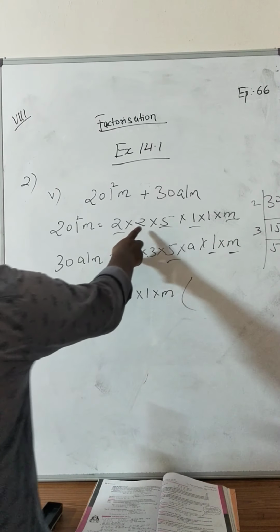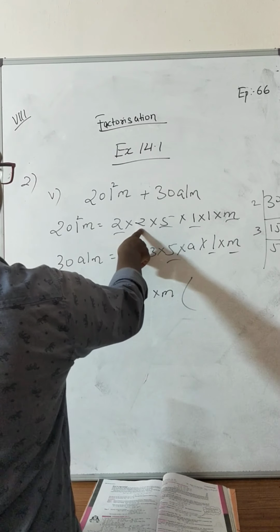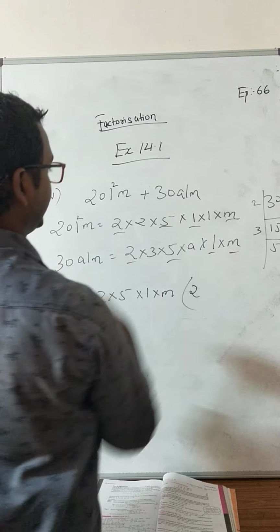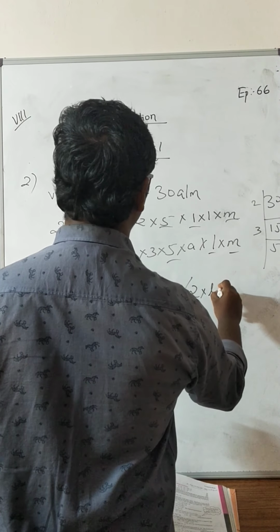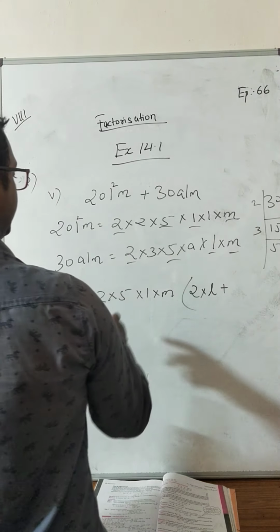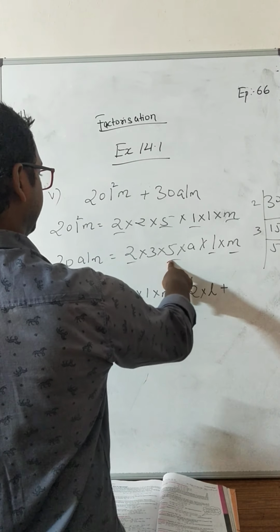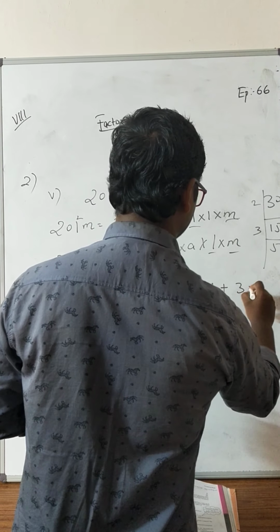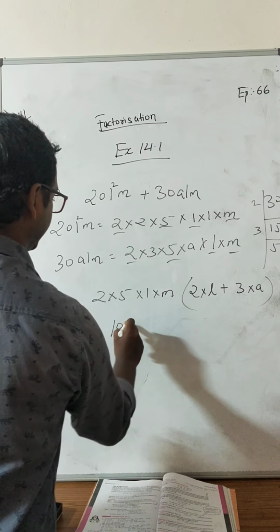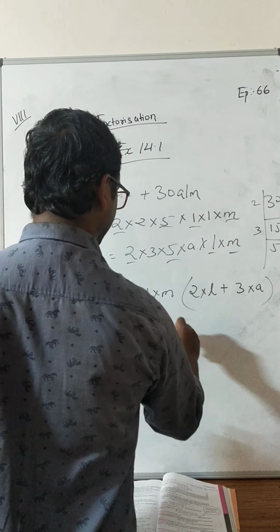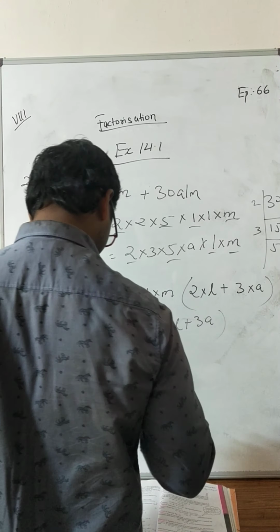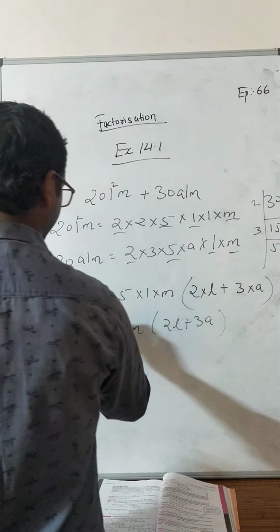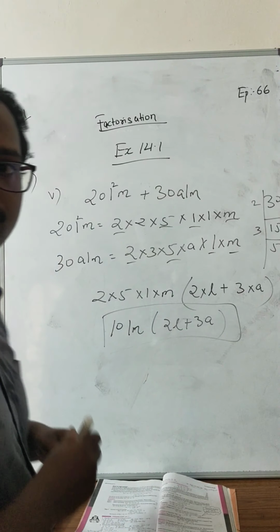Now what is left in the first term? When we remove 2 and 5, 2 is left. When we remove L and M, 1 L is left. Plus, when we remove 2, 5, L and M, 3 is left and A is left. So we are getting 10 LM into 2L plus 3A. So 10 LM (2L plus 3A) is our final answer.